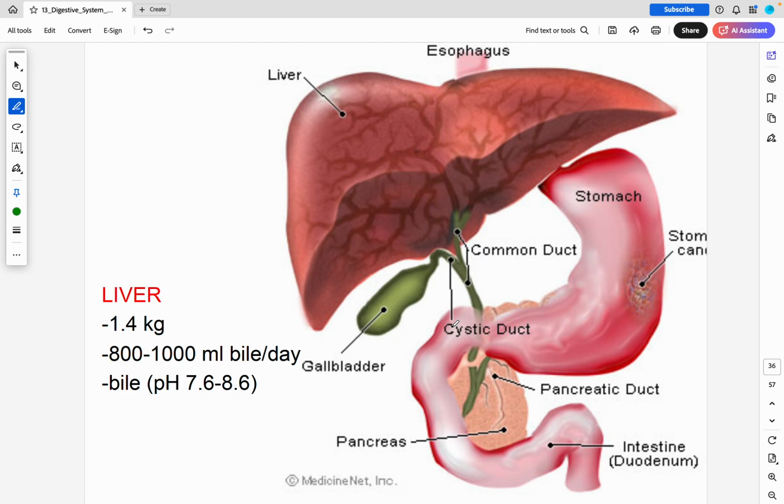Now looking into the function and structure of the animal liver. The liver is the largest gland and second largest organ of the animal body. It secretes bile, which is alkaline in nature, and about 800 to 1,000 ml of bile per day is produced by the liver. I already mentioned that bile is important for fat breakdown, no?